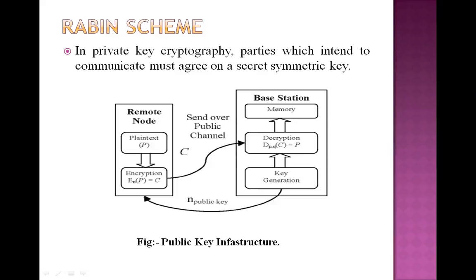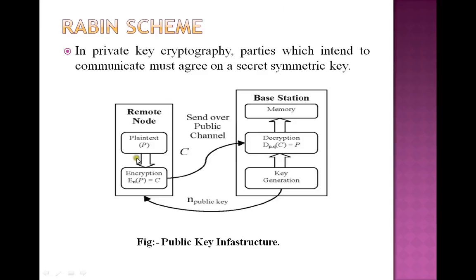In private key cryptography, parties which intend to communicate must agree on a secret symmetric key. This is currently achieved by embedding the session key within the sensor nodes before they are deployed. In this scenario, the capture of a single node by an adversary may compromise the security of an entire network. Using public key cryptography, we can overcome this difficulty by eliminating the necessity of the predetermined session key.